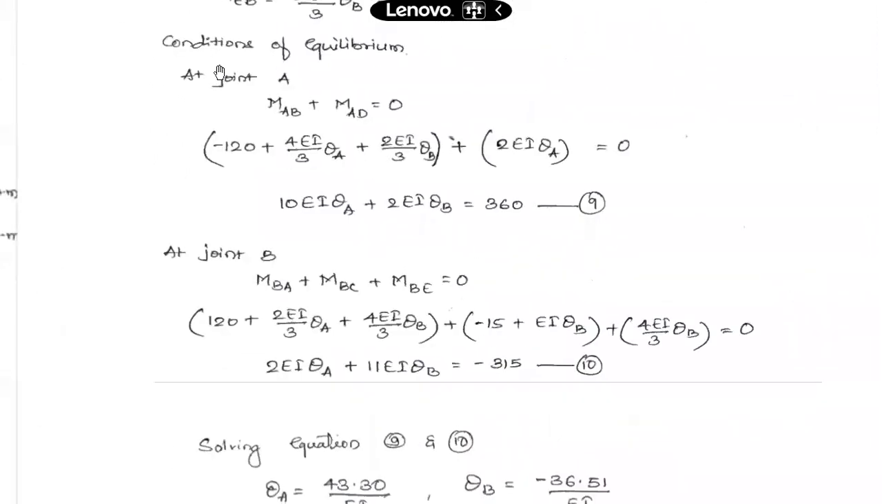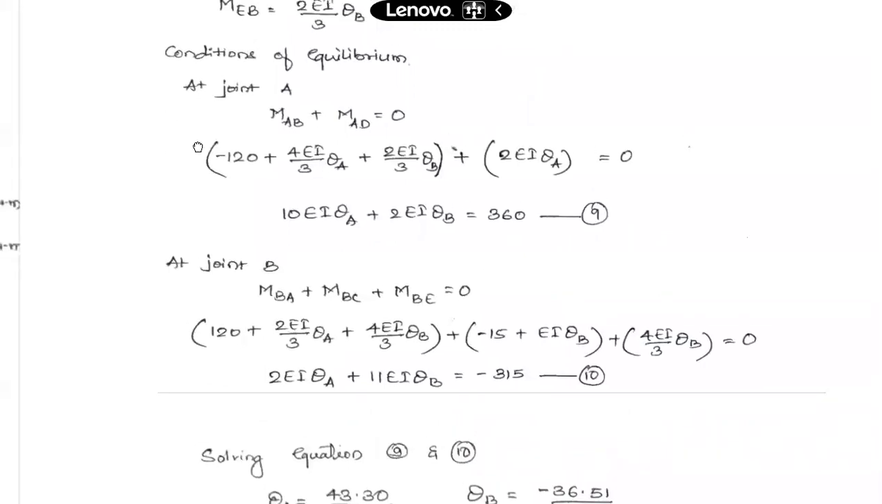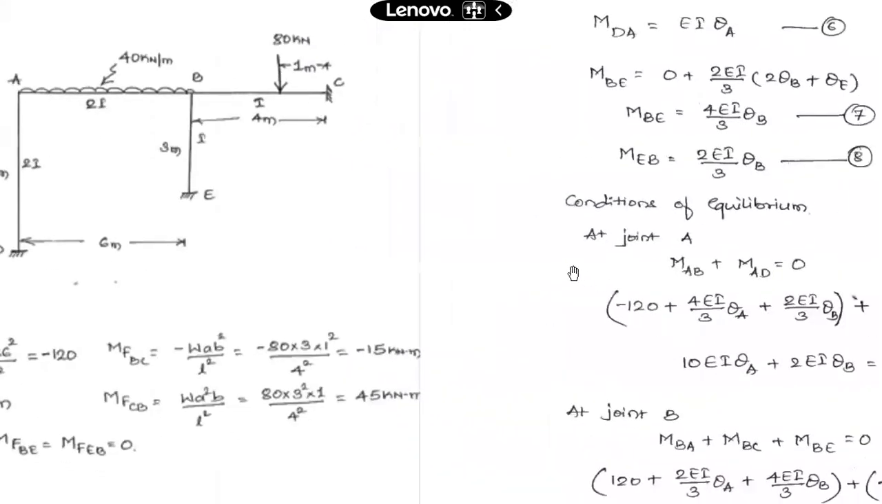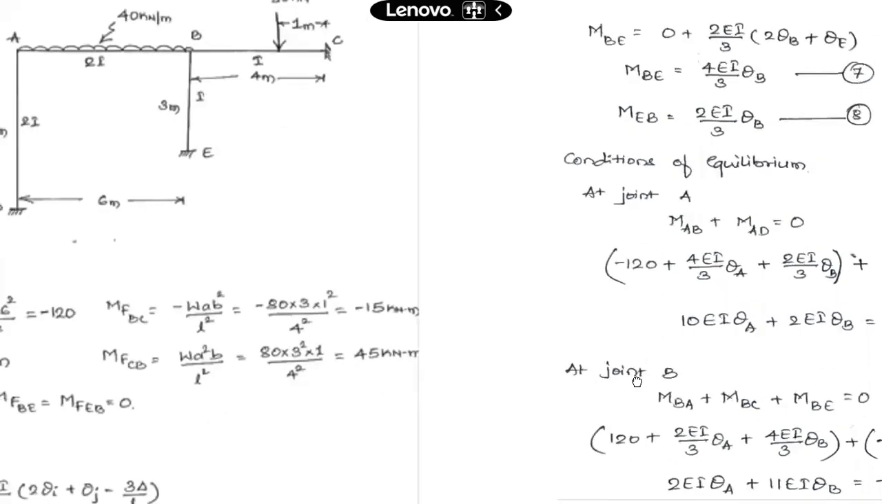Now I'm considering the conditions of equilibrium. What conditions of equilibrium exist here? We have two joints in this frame, A and B. The summation of moments about joint A should be 0, and the summation of moments about joint B should also be 0. So that is what I have done here. MAB plus MAD should come out to 0.